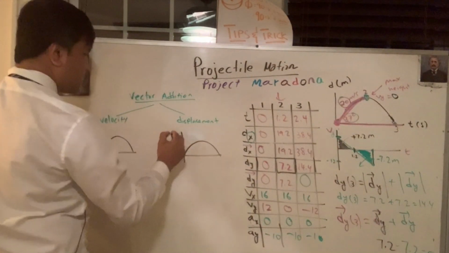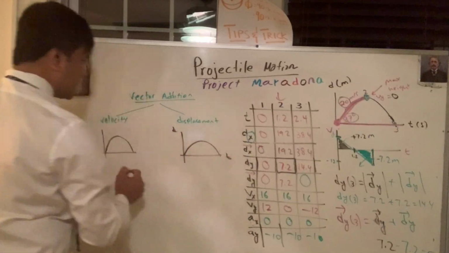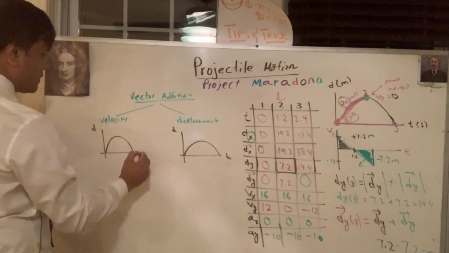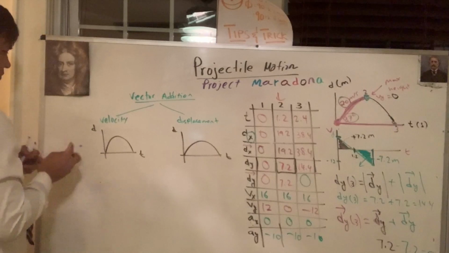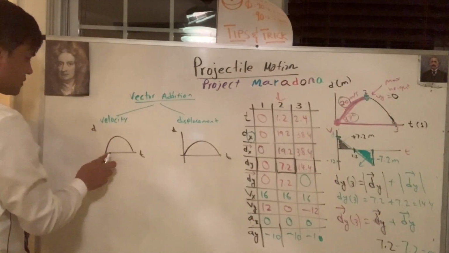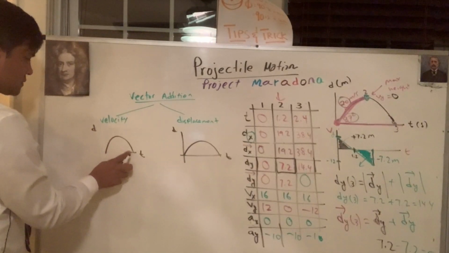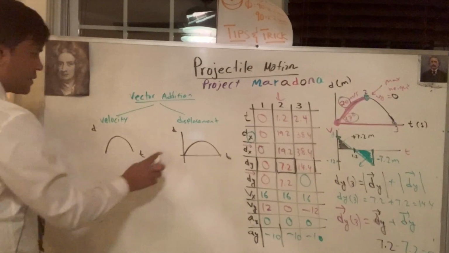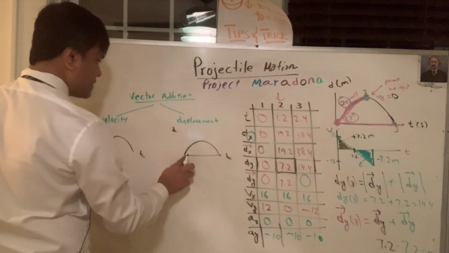And I'm going to remind you this is the dt graph. And I'm going to erase everything. I'm going to erase the coordinate plane. You don't need to see that.